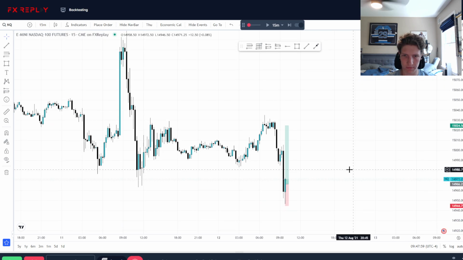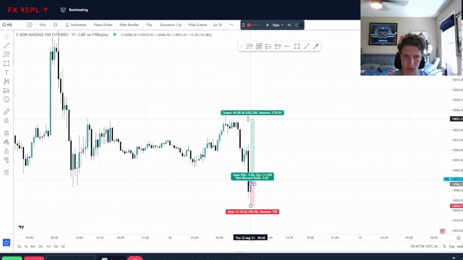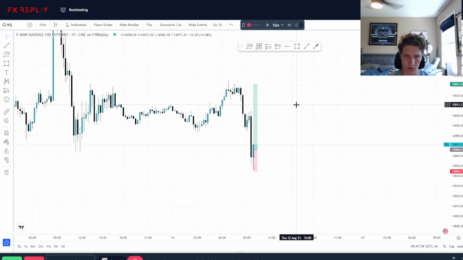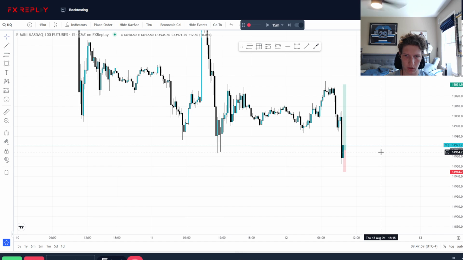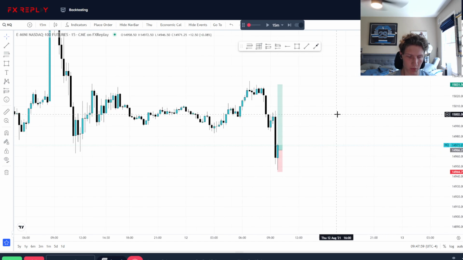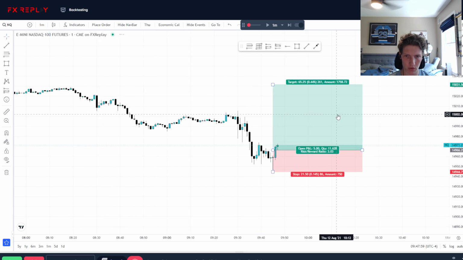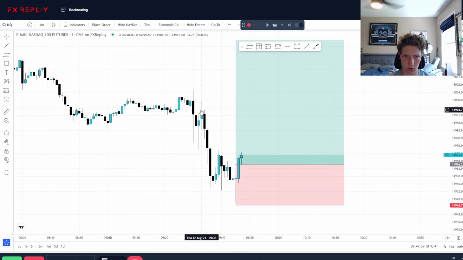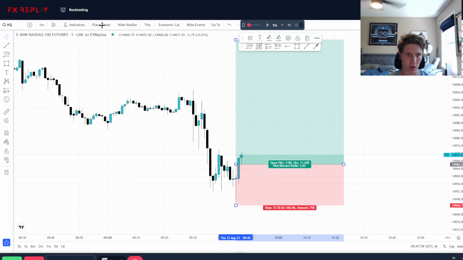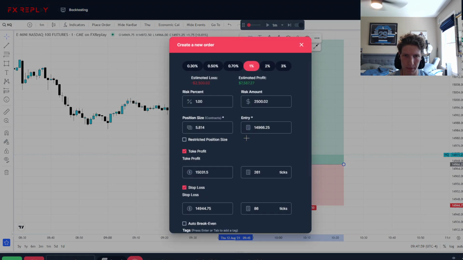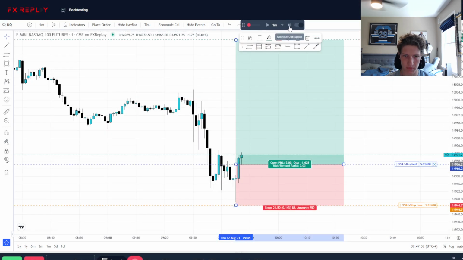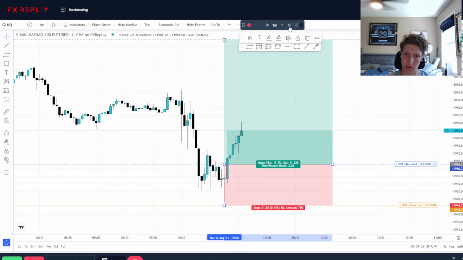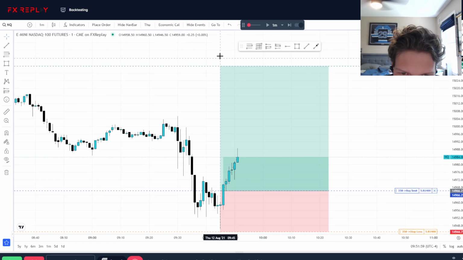And targeting, I would just be targeting these highs here. That's about it. And that would be my max take profit. I'm obviously taking profit along the way. First one would probably be here at this high, if we get our limit order hit. Oh, okay, hang on.